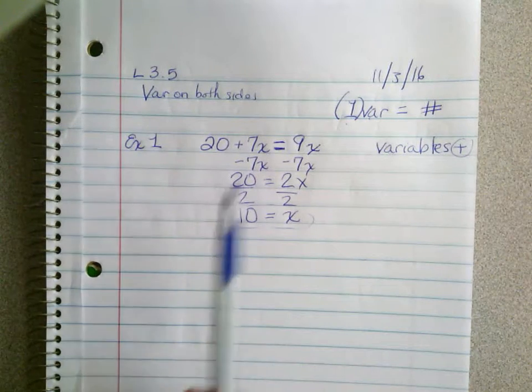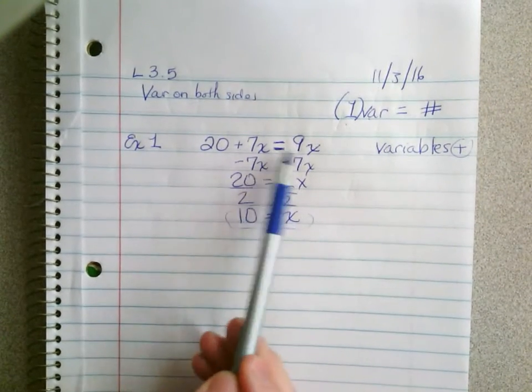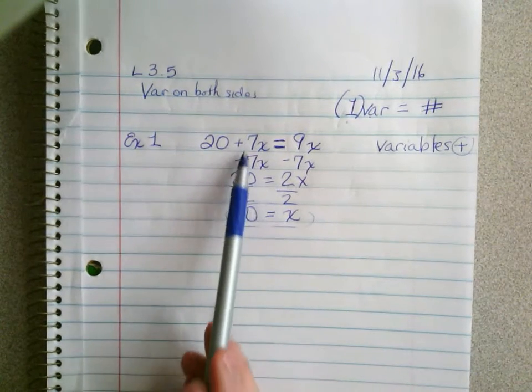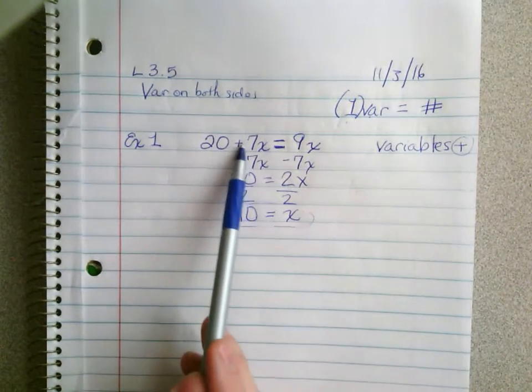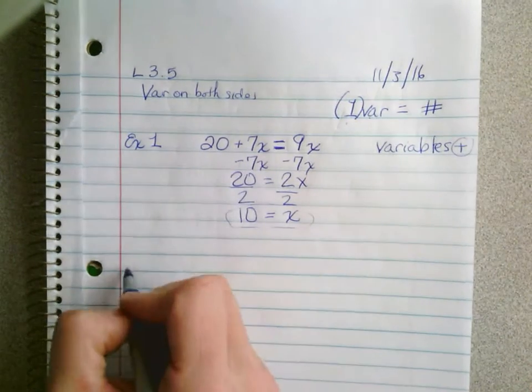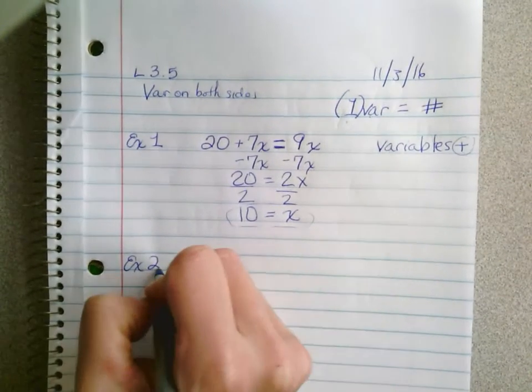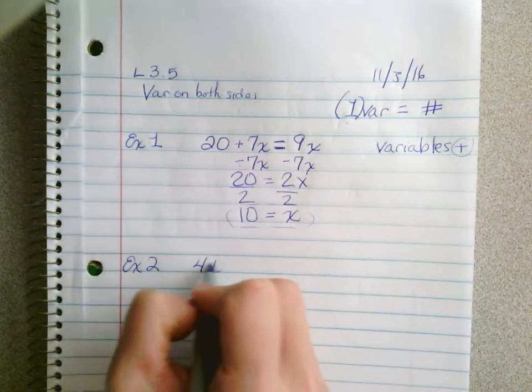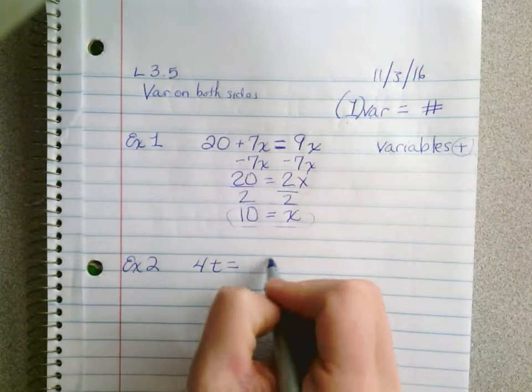And that does make sense. 20 added to 70 does equal 90. You can check yourself that way. Addition is the exact same way. So we did the opposite. This was adding 7x, or because it was a positive, we subtracted it. We did the opposite.